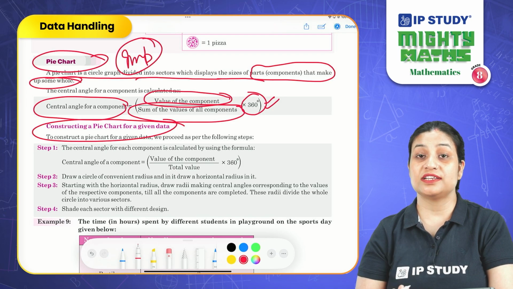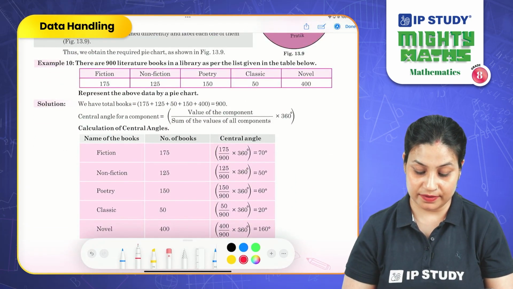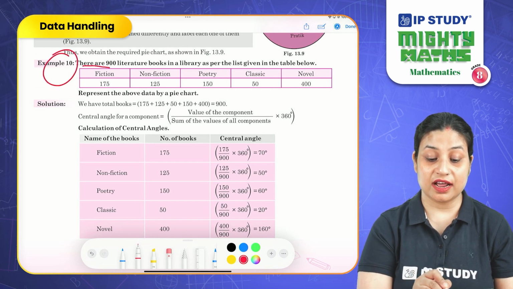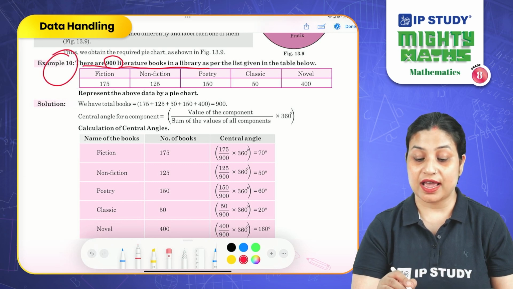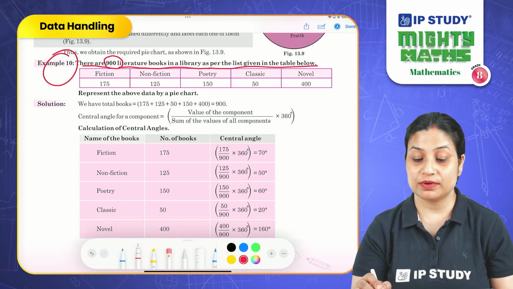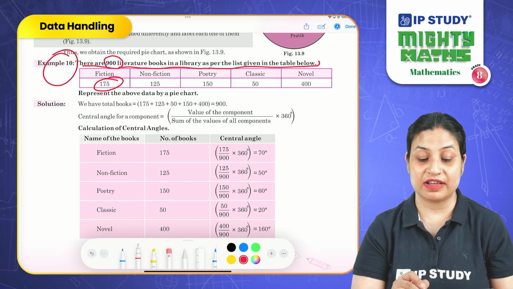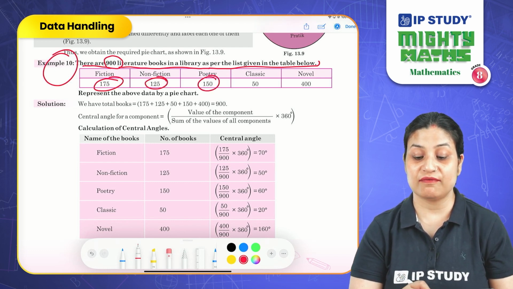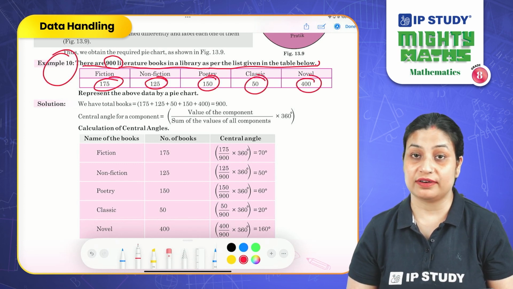In order to understand this, let me take example number 10 for you, okay? So here it is saying there are 900 literature books in a library as per the list given below in the table. So fiction, 175 books are available. For non-fiction, we have 125 books. For poetry, we have 150, classic 50 and novels we have 400, right?